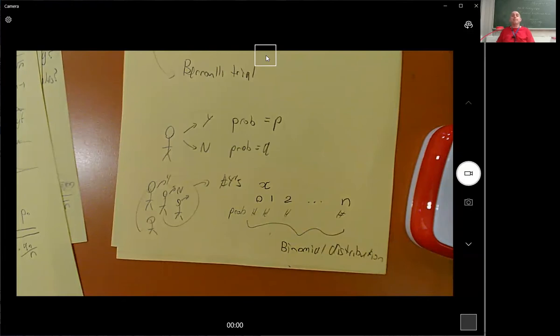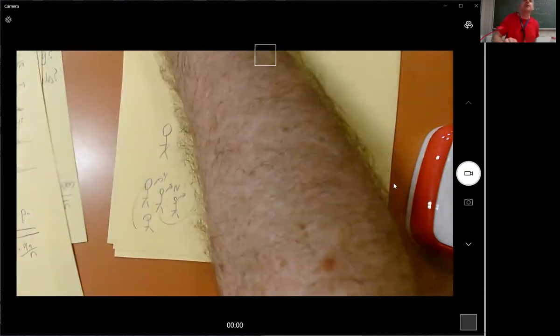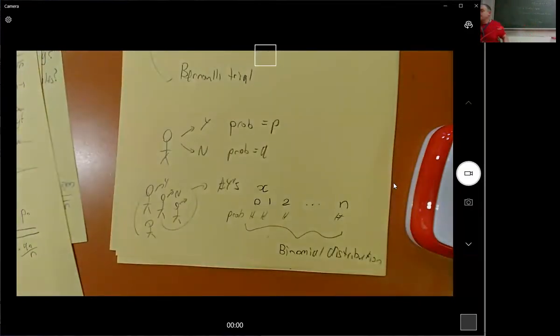P and Q. P is the probability of getting a yes, and Q is the probability of getting a no. Where yes is whichever thing you're hoping to count, which could be a bad thing.